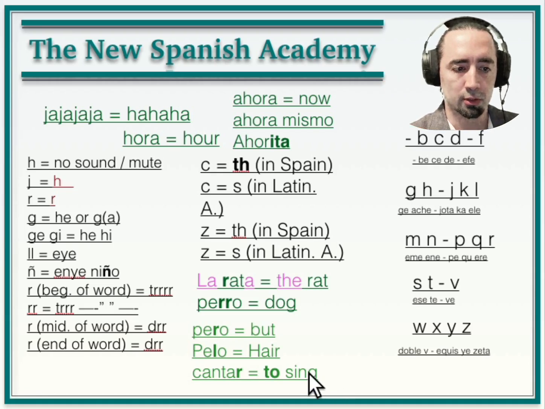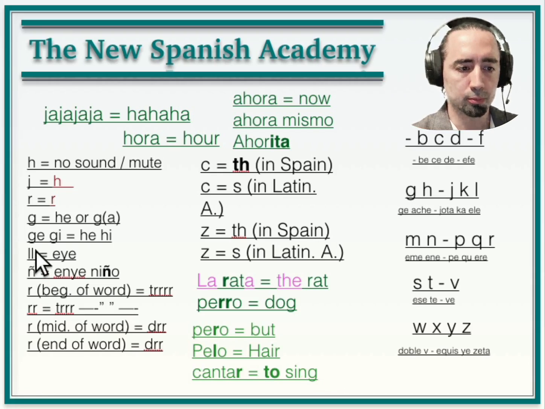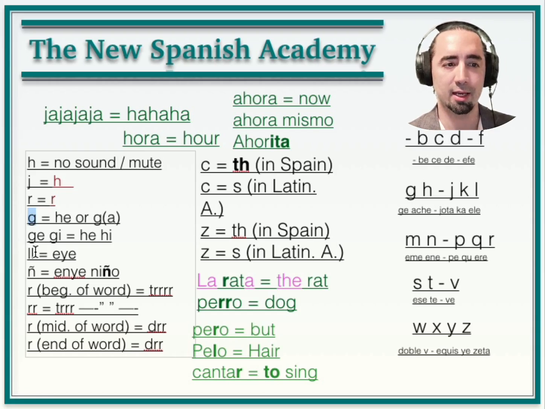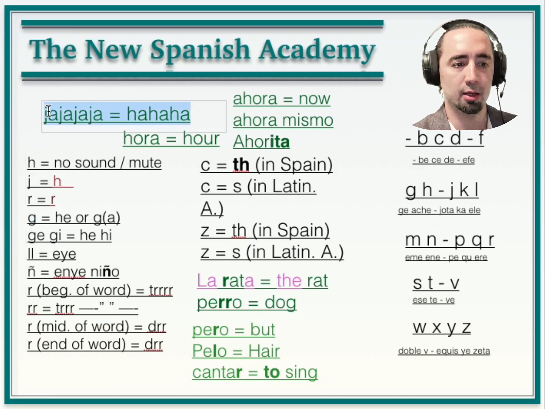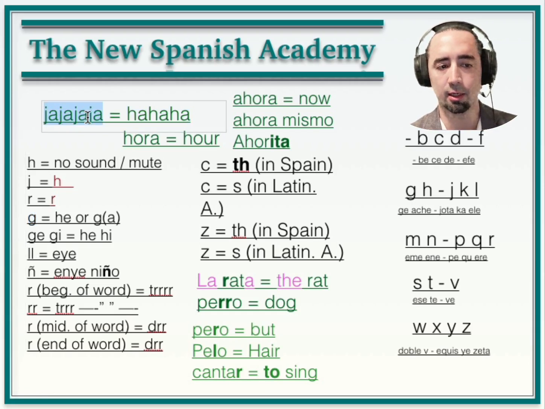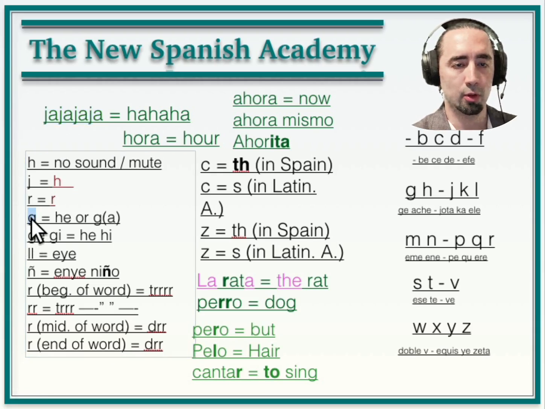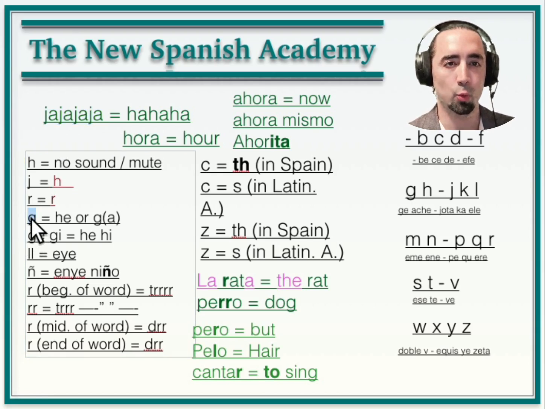Okay, so let's keep going. We have the letter G, which in Spanish is "he." When we make the "he" sound, we can use the J: ha, he, hi, ho, hu. But with the G, we cannot say "ha." We say ga, ge, gi, go, gu.